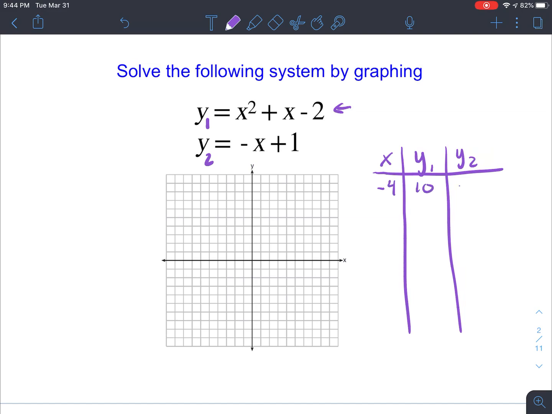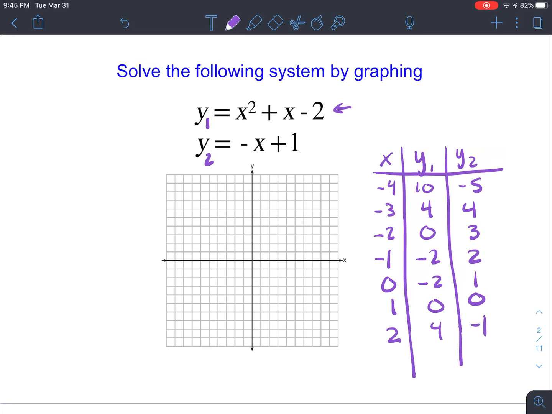y1, y2. So we should see negative 4, 10, negative 5; negative 3, 4, negative 4; negative 2, 0, negative 3; negative 1, negative 2, negative 2; 0, negative 2, negative 1; 1, 0, 0; 2, 4, negative 1; and 3, 10, negative 2. Now, there's a reason why I chose these values.